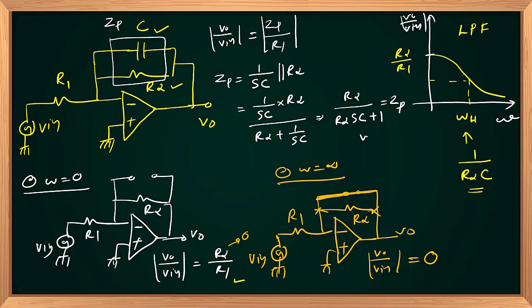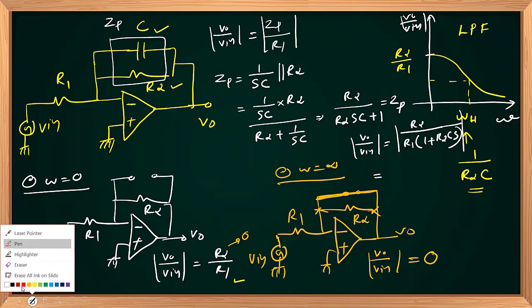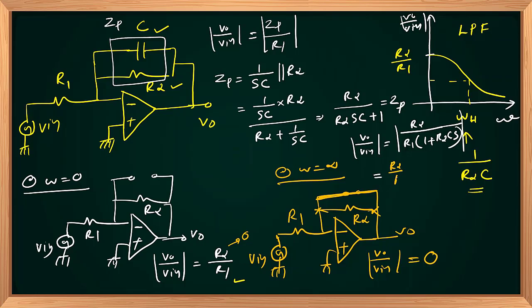And the magnitude of voltage gain is the magnitude of ZP upon R1, that is R2 by R1 times 1 plus R2CS. So the maximum gain is R2 divided by R1, that you can separate, multiplied by 1 by, I should take the magnitude, so inside the square root, 1 plus, S is j omega, so the magnitude is omega square C square R2 square, or (omega R2C) the whole square. The cutoff frequency is defined as 1 by root 2 times the maximum gain. The maximum gain is R2 upon R1. So this term should be equal to 2.